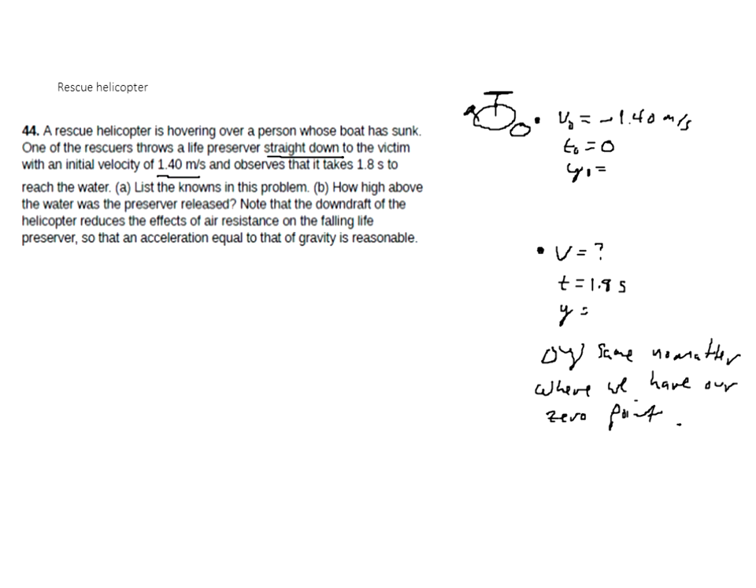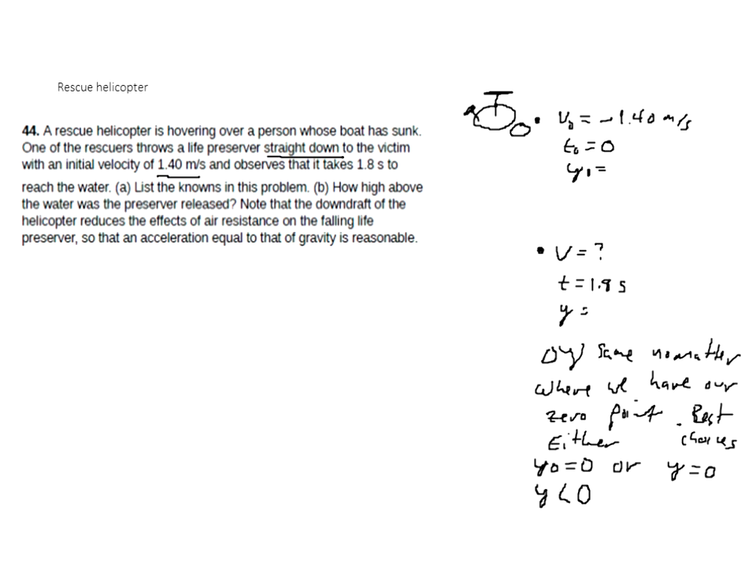So there are really two values that make sense here. We could say, okay, so the best choice is either y0 equals 0 or y final equals 0. If y initial equals 0, then that means that y is going to be a negative number if we measure up as positive.